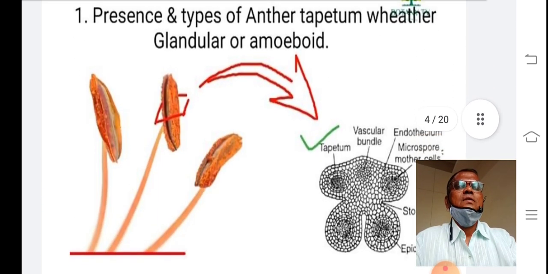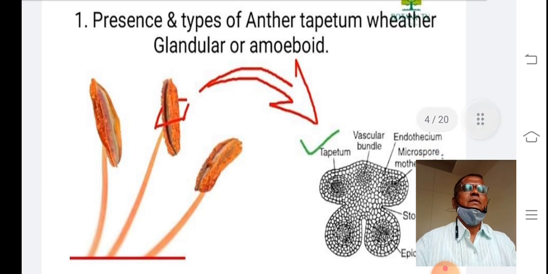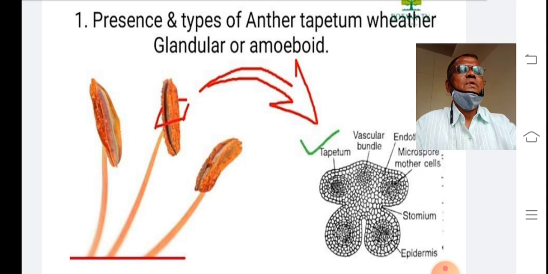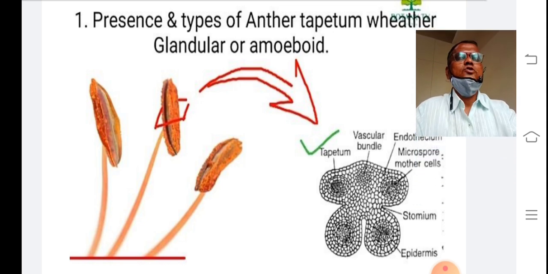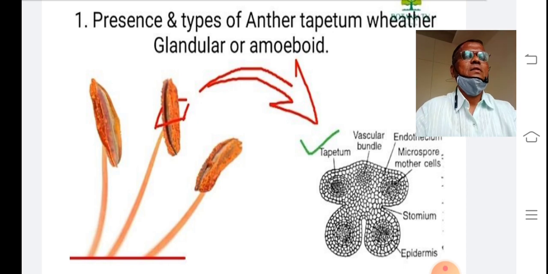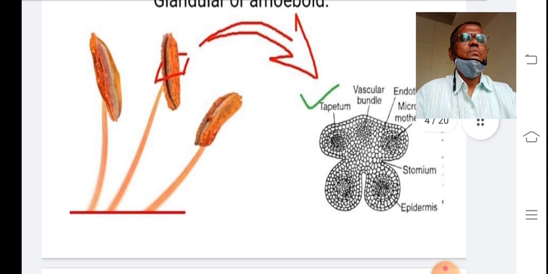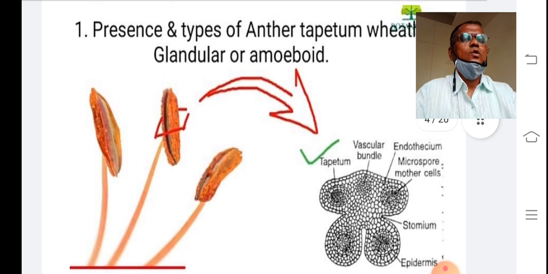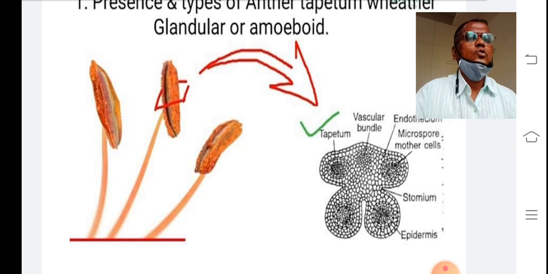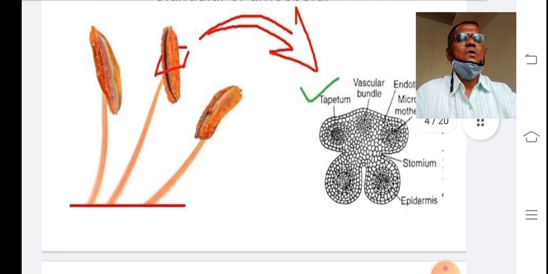Then next, the presence and types of anthers. Generally, these are different, particularly in angiosperms. We know this is the stamen, and it shows the anther. When we take a cross section of this anther, it shows the tapetum, the outermost protecting layer. Then the vascular supply is also there. The endothecium, the inner wall, is there, and the microspore mother cell region is called the tetrasporangium. The notch present in this anther is called the stomium. This is generally for our understanding.